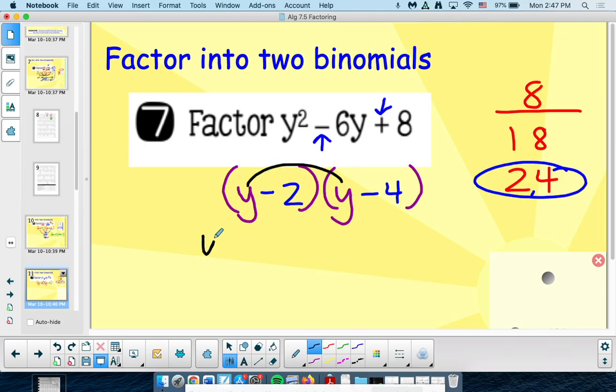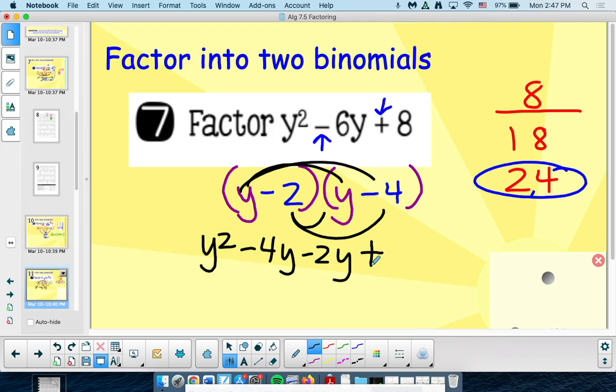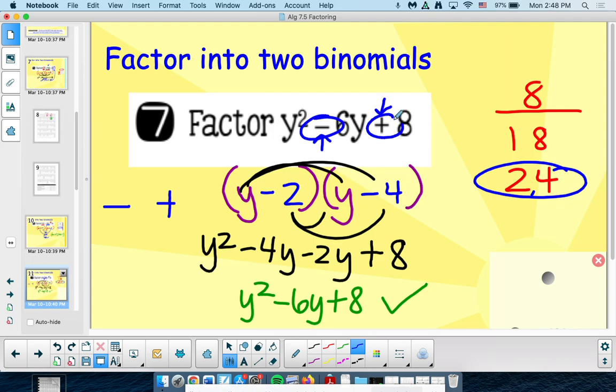Y times y, y squared. Y times negative 4, negative 4y. 2 times y, negative 2y. Negative 2 times negative 4, positive 8. So if we combine our like terms, we're going to get y squared minus 6y plus 8. These indeed do match. So if you ever have a minus plus in your trinomial, you're going to have a minus minus in your binomials. So take note of that, okay?